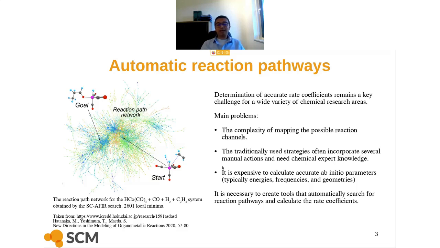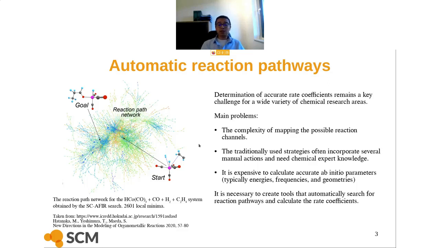The last one is that to get these kinds of diagrams, you need to calculate several ab initio parameters, typically energies, frequencies, geometries, and all these properties. They need electronic structure methods. For example, you can use DFT, or something very simple like DFTB, or cheaper methods like ReaxFF. But even so, the number of calculations that you need is huge, maybe millions of evaluations of energies, forget the reaction mechanisms.